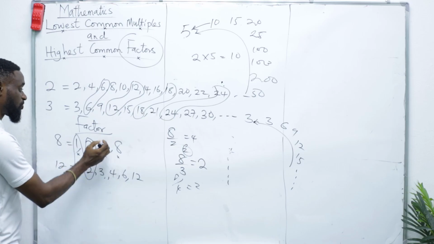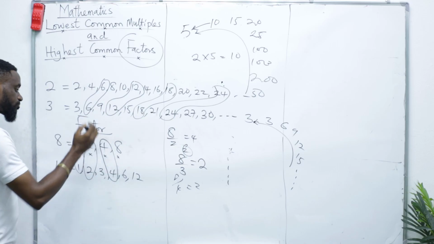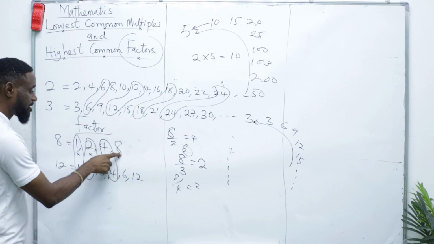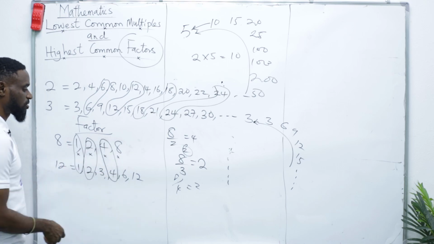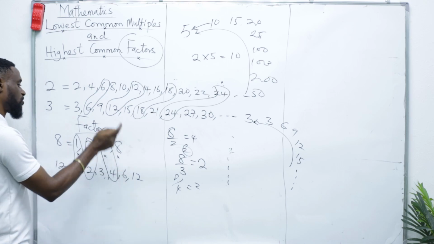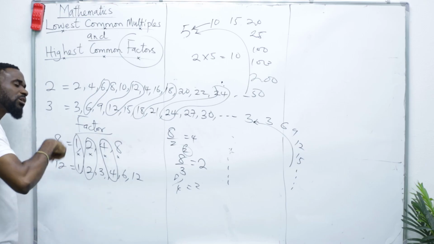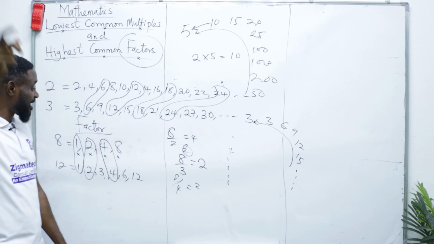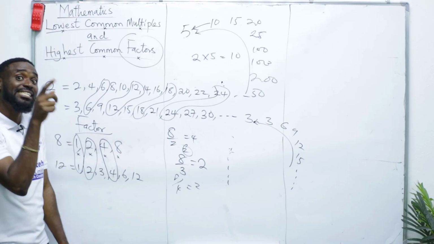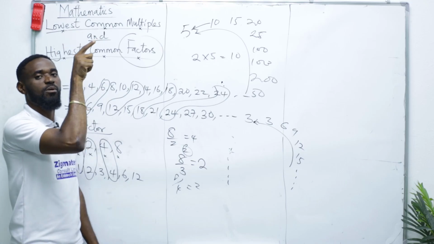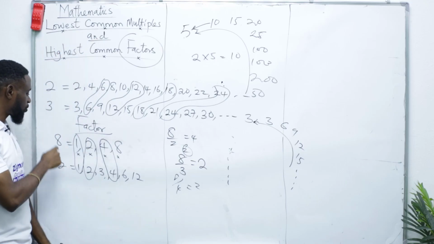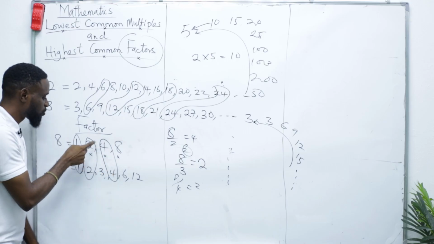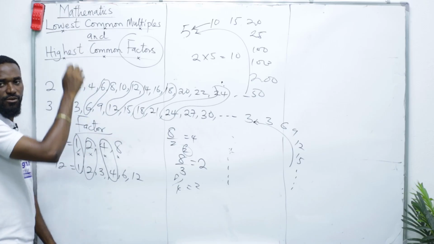4 is a factor of 8 and also a factor of 12. 8 is a factor of 8 but not a factor of 12. 6 is a factor of 12 but not a factor of 8. So the question is, what is the highest common factor? Remember, in LCM we are dealing with lowest, but in HCF we are dealing with the highest common factor. So the highest common factor of 8 and 12 is 4. Since 4 is bigger than 2 and 1, it is the highest common factor.